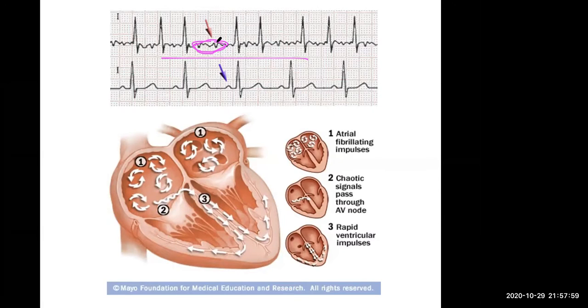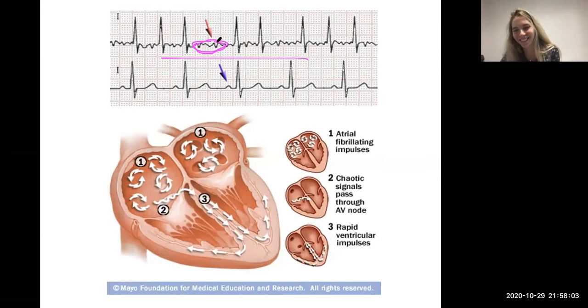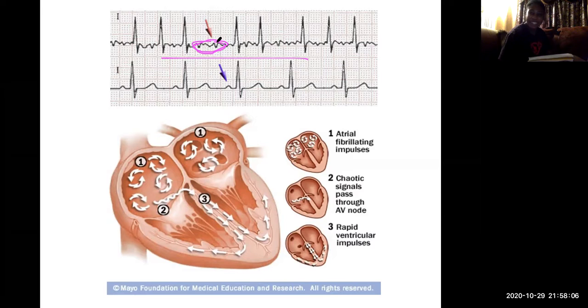Is it just me, guys, or do y'all see this? She froze. My computer... Sorry, just want to make sure my phone is good.